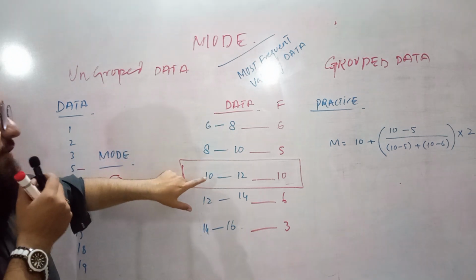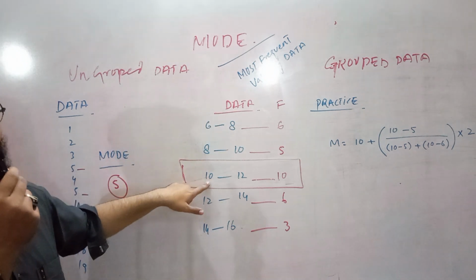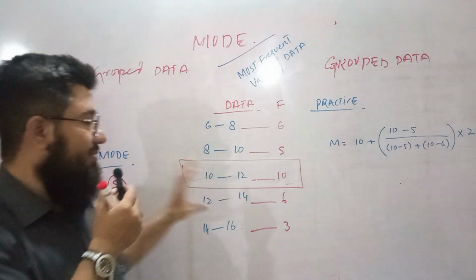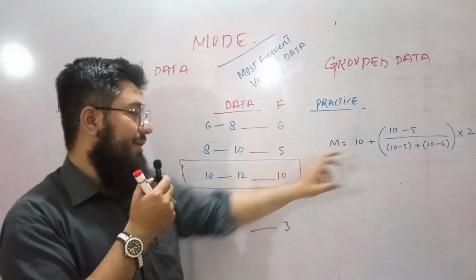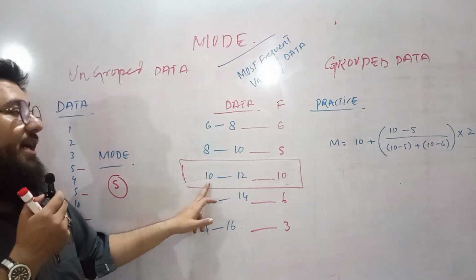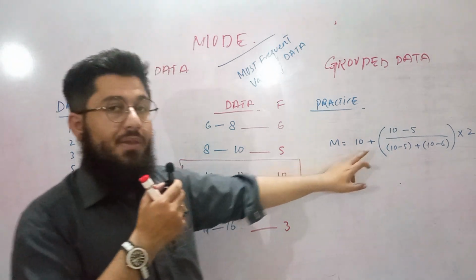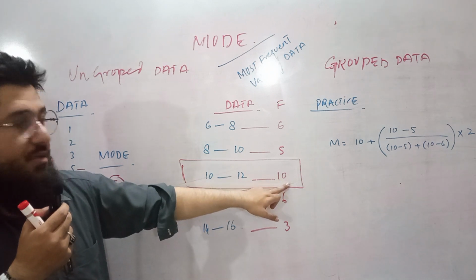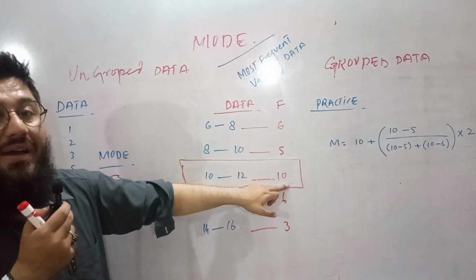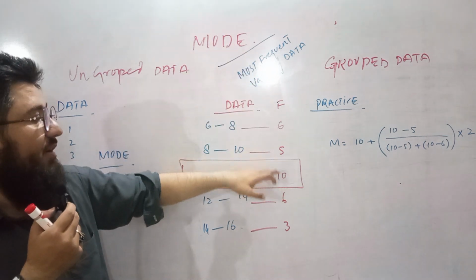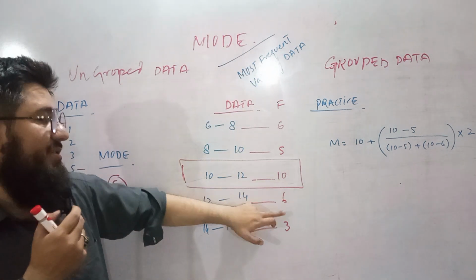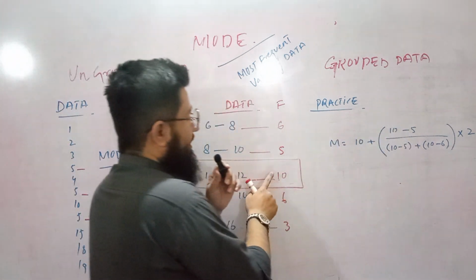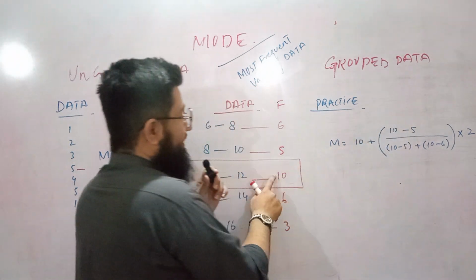How? Very simple. First of all, write the first value. The first value for our mode class is 10. Write the value, that is 10. After that, write plus. Then go for the frequency, that is 10. From this 10, first of all, you will minus the upper frequency, which is 5. Then you will minus the lower frequency, which is 6. Very simple. So here we have 10 minus 5.